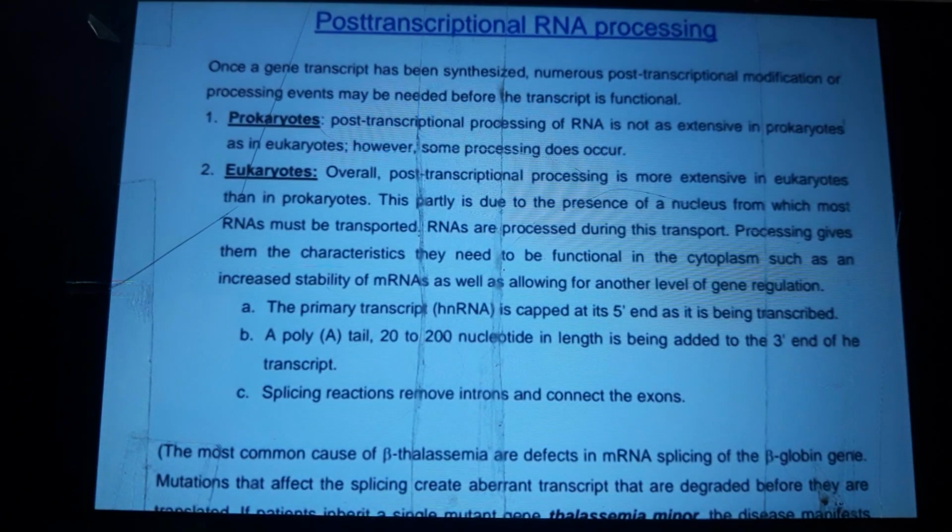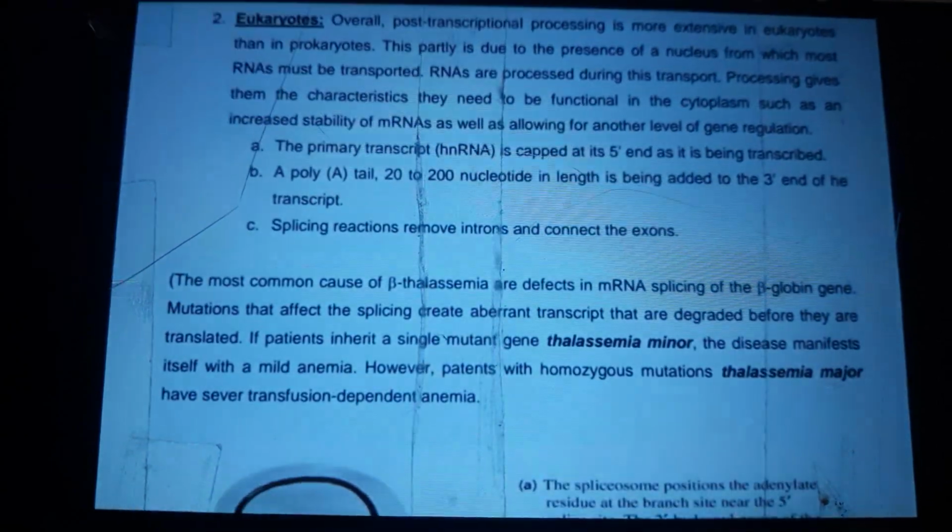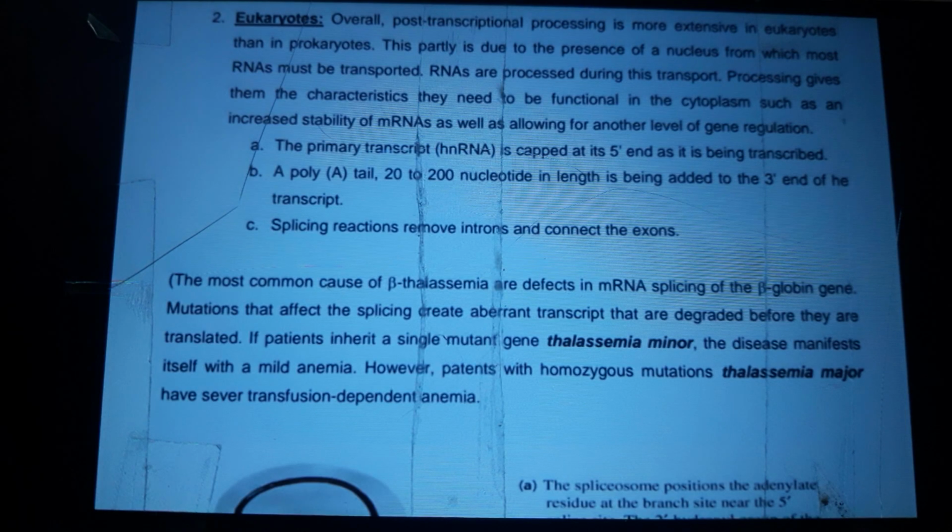Right. Next is post-transcriptional RNA processing. Once a gene transcript has been synthesized, numerous post-transcription modification or processing events may be needed before the transcript is functional. Prokaryotes. Post-transcription processing of RNA is not as extensive in prokaryotes as in eukaryotes. However, some processing does occur. Eukaryotes. Overall post-transcription processing is more extensive in eukaryotes than prokaryotes. This partly is due to the presence of a nucleus from which most RNAs must be transported. RNAs are processed during this transport.